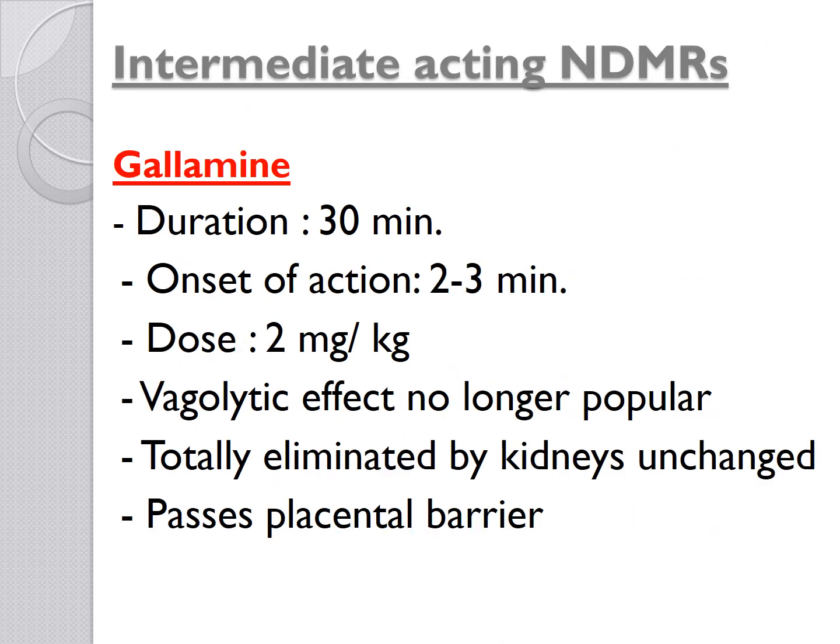Intermediate-acting non-depolarizing muscle relaxants include gallamine, duration 30 minutes, onset of action from 2 to 3 minutes, dose 2 mg per kg. It has a vagolytic effect, so it's no longer popular. It's totally eliminated by the kidney unchanged, and it passes the placental barrier.